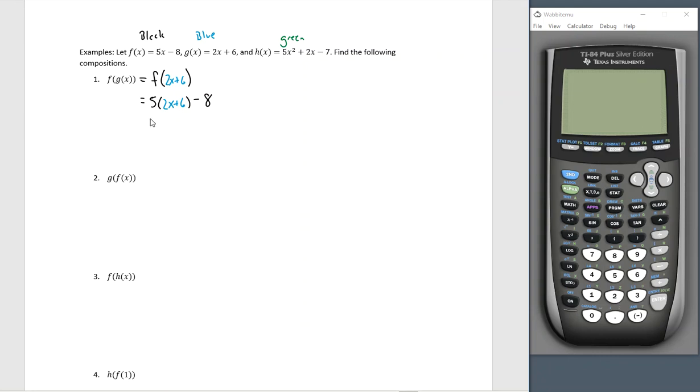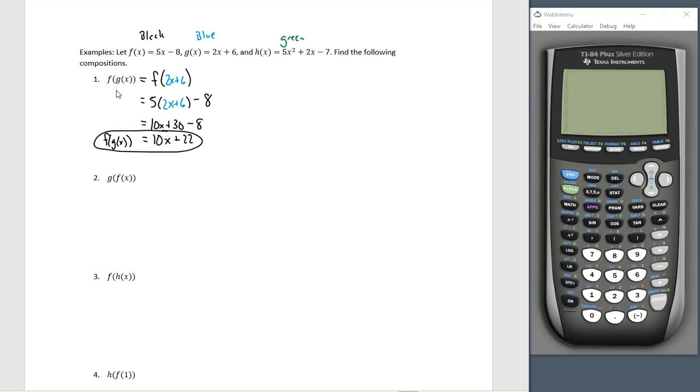I'm super happy if this is your first time seeing composition of functions, but let's not forget to practice our simplification. We're going to multiply 5 times 2x to get 10x, 5 times 6 to get 30, and then we don't forget about the subtracting 8. Combine like terms, and we have our new function, f of g of x, which equals 10x plus 22.